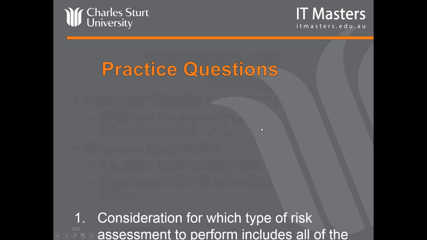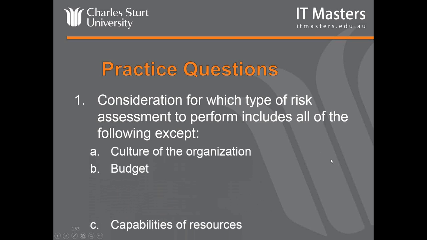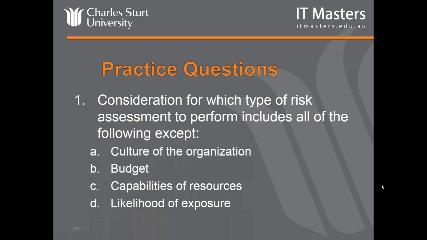Now, let's go through a couple of questions. Let's have a look at this. This can be tricky for people. Let's try, and I'll keep going a little bit and go past time, of course. Here we have a question up here. Considerations for which type of risk assessment to perform include all of the following except. Let's have some guesses, people. What do we think? A, B, budget, why? What are we looking at? Why would this be our issue? What are we looking at here in this?